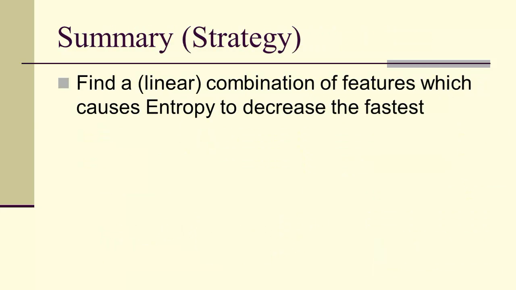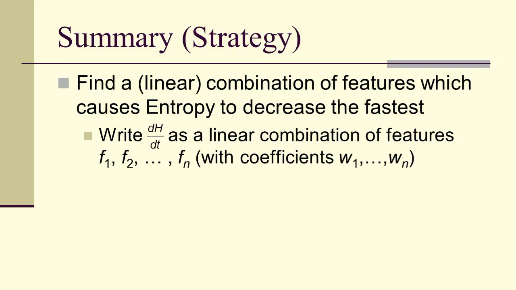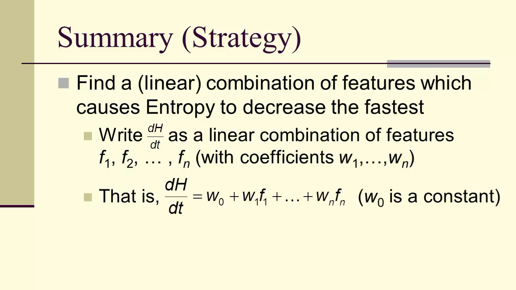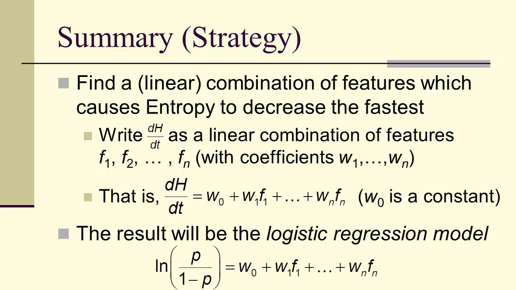So in summary, we have a strategy. Find a linear combination of features which causes entropy to decrease the fastest. In other words, we're going to write dH/dt as a linear combination of features, f1 to fn, with coefficients w1 up to wn. And we'll get something that looks like this. We have a w0 here, which is a constant. We'll discuss that later. And the result, when we put it all together, will be the logistic regression model that we'll look at very shortly.